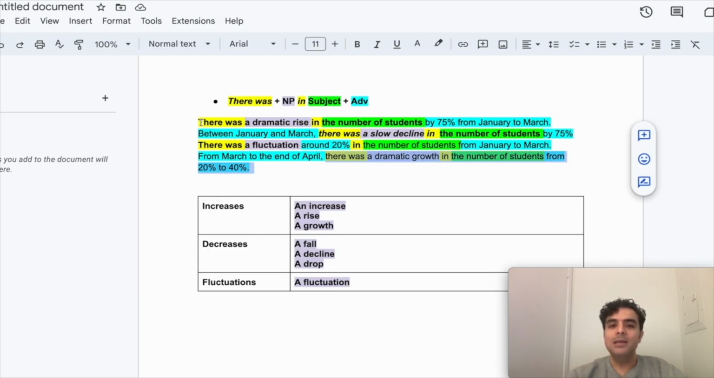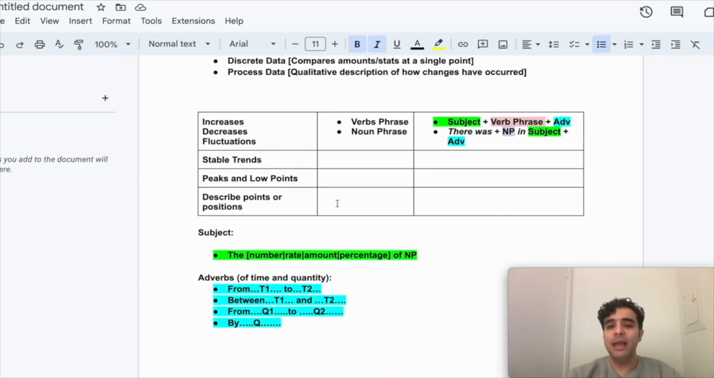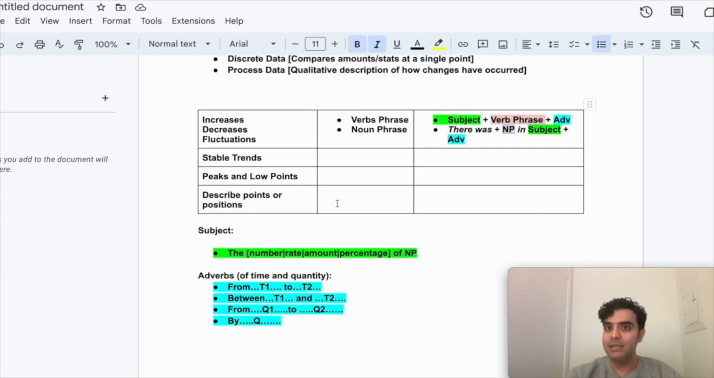So you could say it like this. You could say there was a dramatic rise in the number of students by 75% from January to March, followed by a fluctuation around 20%, or followed by a dramatic growth in the number of students from 20% to 40%. You see what I just did there? I used followed by, and then I added the noun phrase, and I didn't have to repeat the there was part.